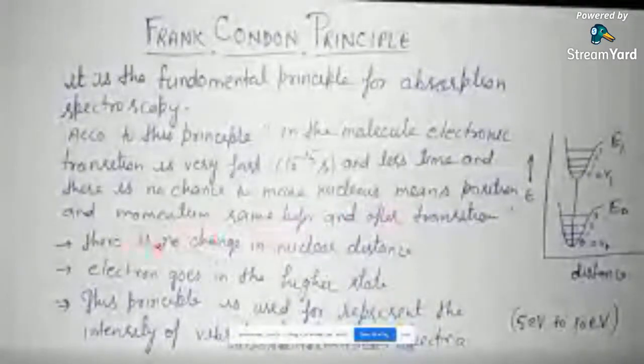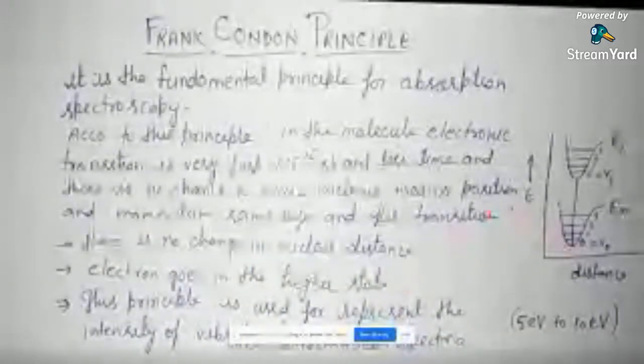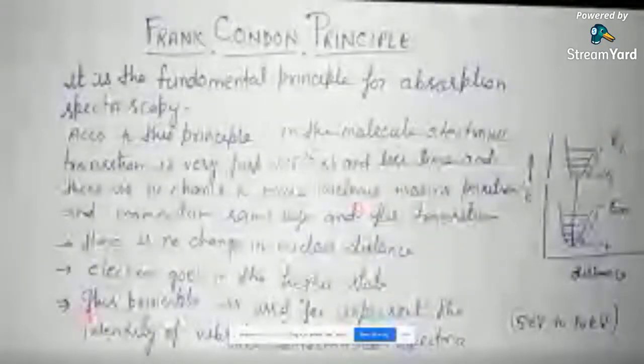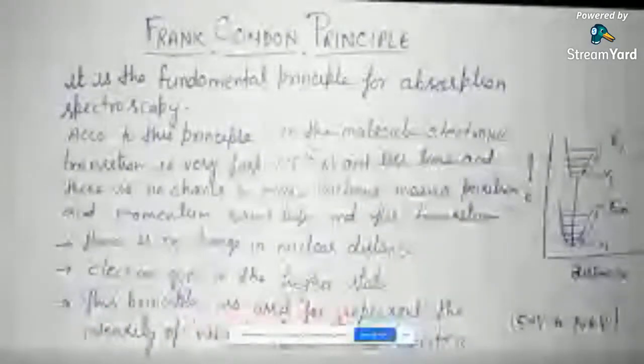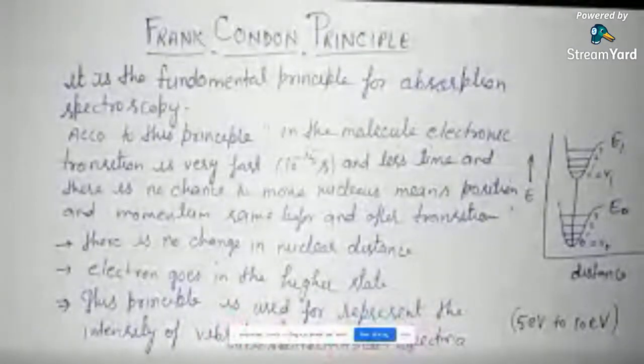So there will be no change in the nuclear distance. That's why this is the distance. And the electron goes into the higher energy state, as you can see, from the zeroth level to the higher energy level. This principle is used to represent the intensity of vibrational electronic spectra, which are also called vibronic spectra. You can get a video for this Franck-Condon principle. I have taken a short video here. Just take a look at this video.